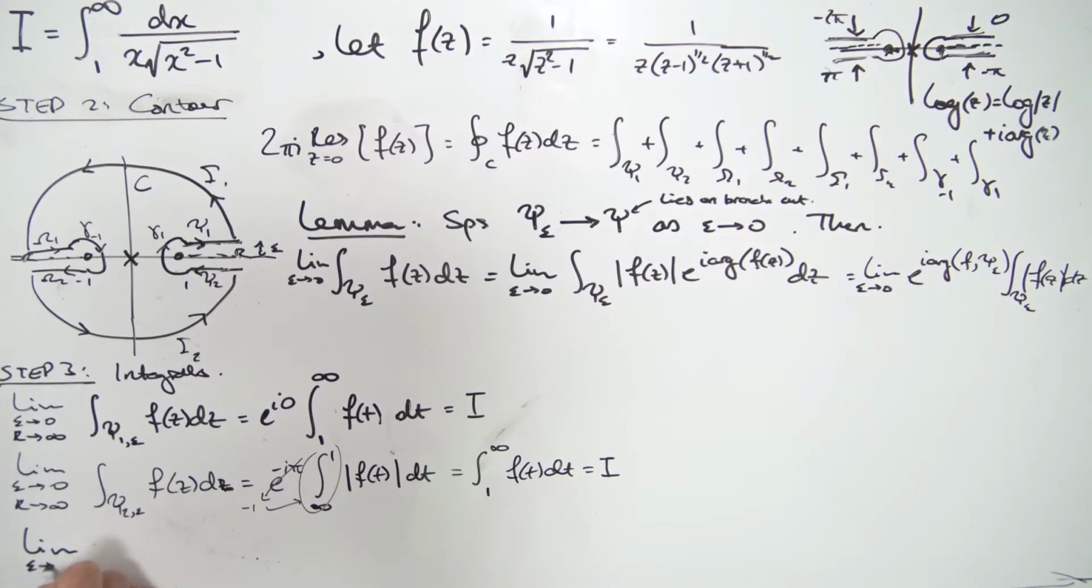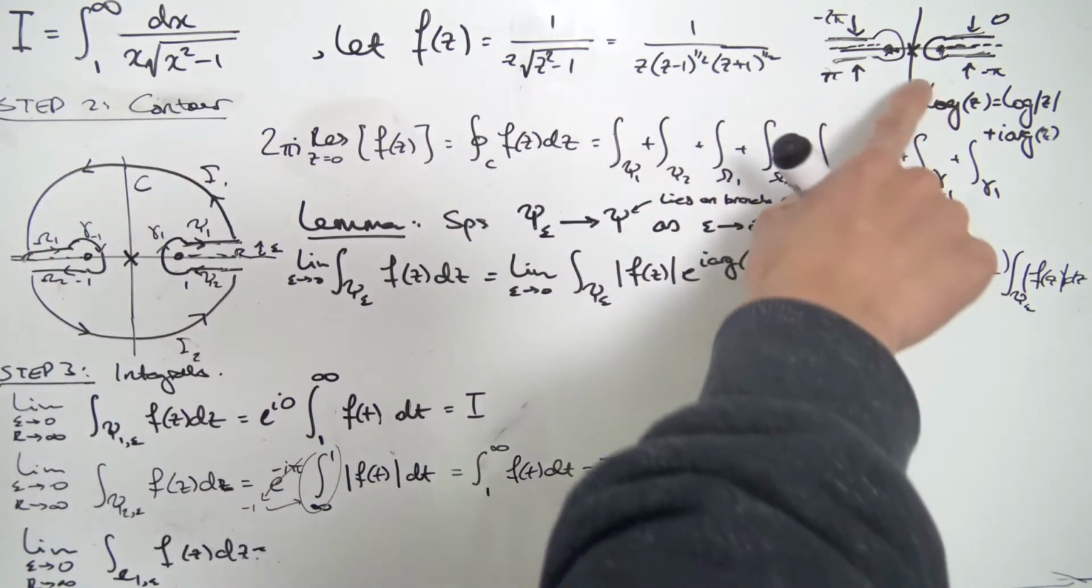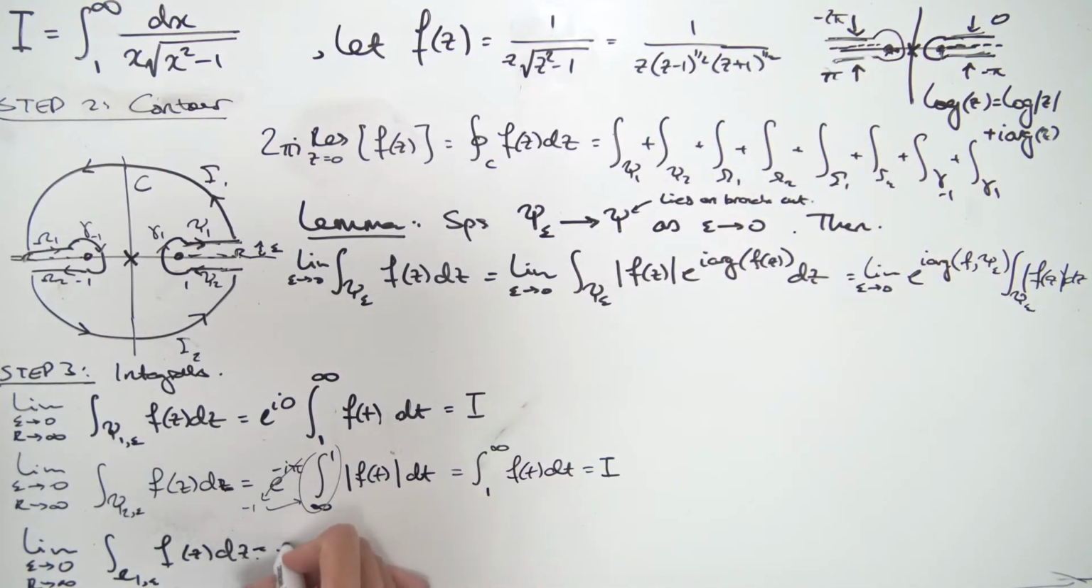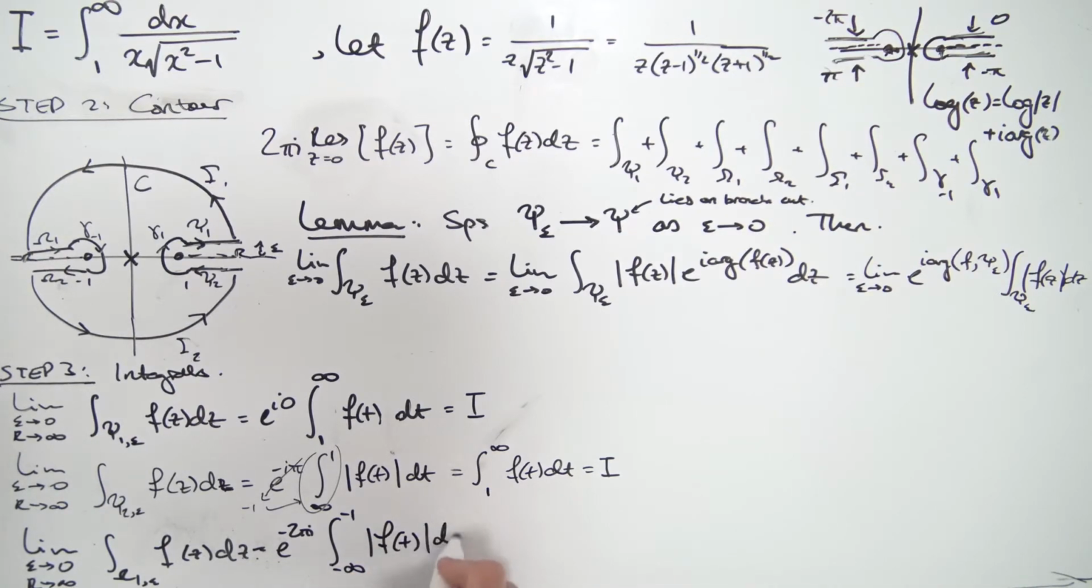So limit as epsilon approaches 0, r approaches infinity, integral omega 1 epsilon of f of z dz. What is this going to be? Well, omega 1, that's this guy over here. From above, the argument approaches minus 2 pi, so this is e to the minus 2 pi I, integral. Now we are going to go from minus r up to minus 1, or minus infinity up to minus 1, if we take the limits. And we also have the absolute value of f of t dt. Now the thing with this integral is that our bounds are negative and it's also a bit reversed as well.